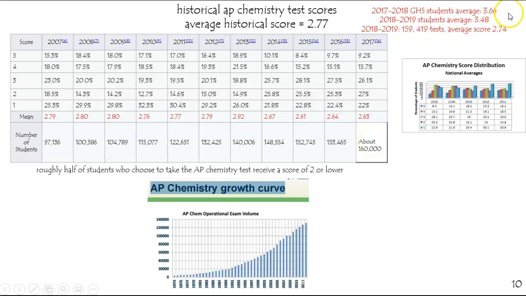Here's class averages for my classes over the last couple years, and here's the last year's, how many tests were given and the overall average.